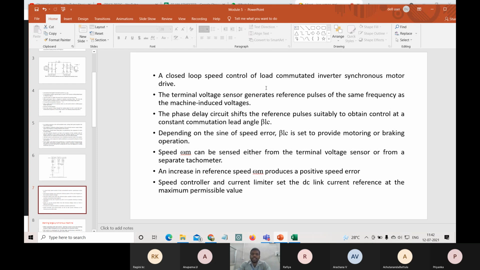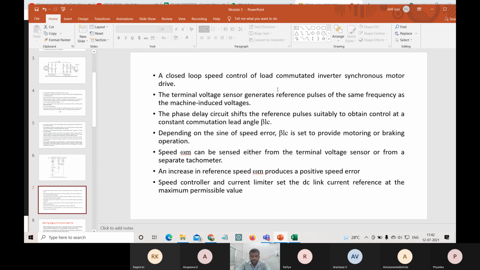The commutation will be done by using our load currents. We have different techniques to turn on and turn off the thyristors. Turn off of the thyristor is nothing but commutation of the thyristor. So the commutation will be done by our load. Here we have two loops, the inner current control loop and the outer speed control loop.